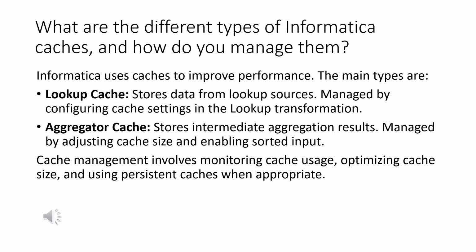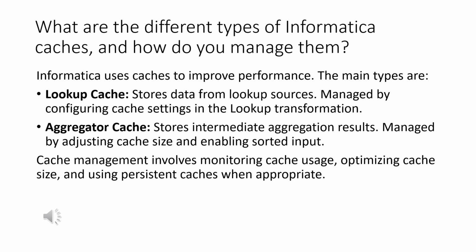What are the different types of Informatica caches and how do you manage them? Informatica uses caches to improve performance. The main types are lookup cache and aggregator cache. Lookup cache stores data from lookup sources, managed by configuring cache settings in the lookup transformation.